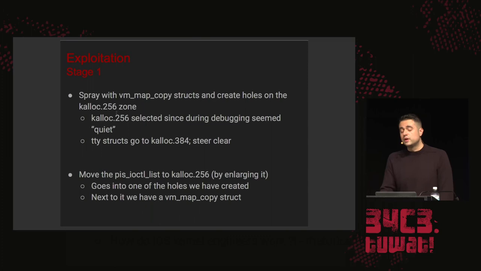That's good, because it means that you as an exploiter can have much better control over the kernel heap if there aren't other things placing allocations on the zone you work on. So I decided to use the calloc 256 zone. I avoided, of course, calloc 384 because the TTOI structs were going there, and that would really mess up my heap arrangements.